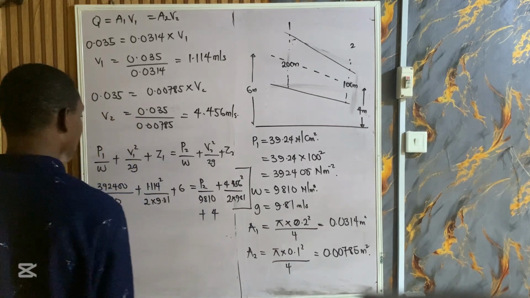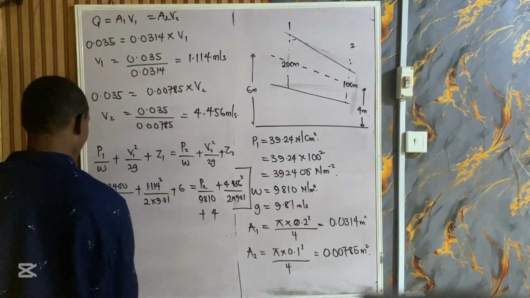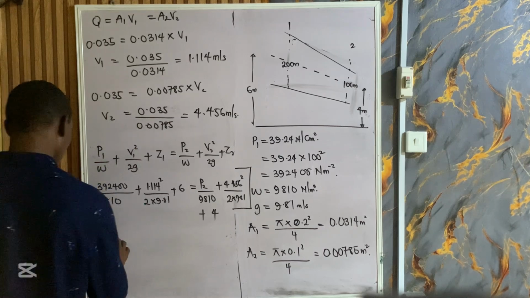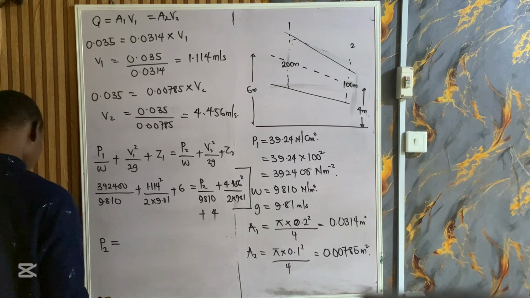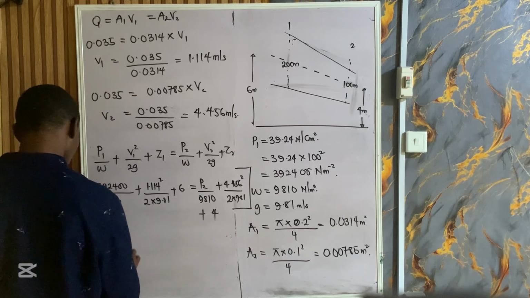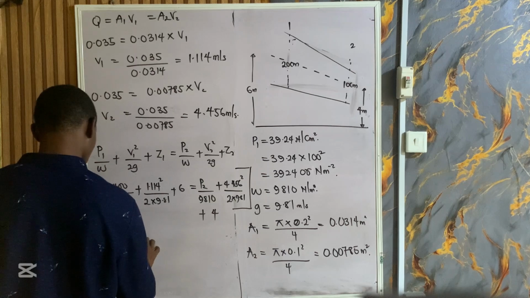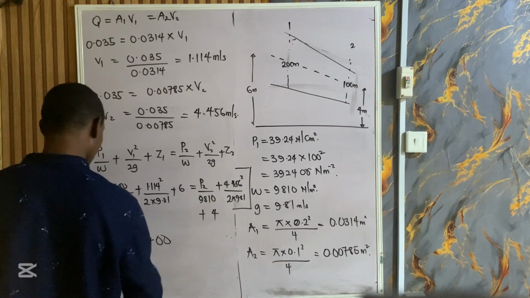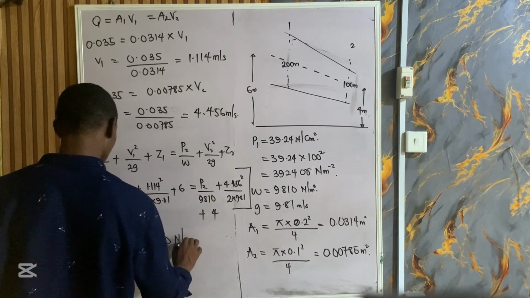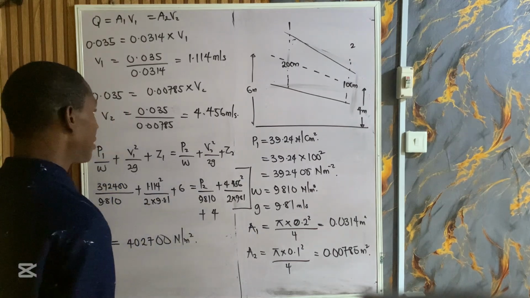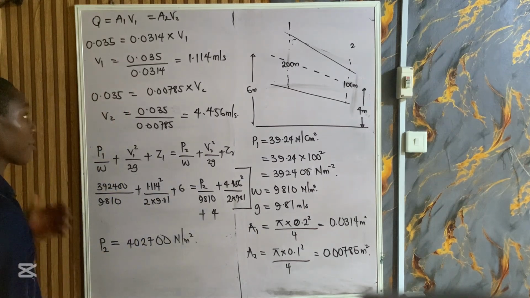If we solve this now to get P2, our P2 will be equal to 40.2700 Newton per meter square. Using this equation and solving for P2, you will get this answer. So that's that for this question.